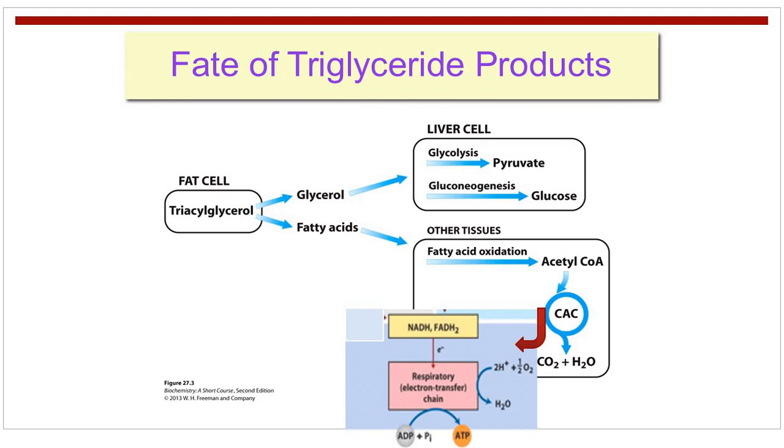So a triacylglycerol in a fat cell is broken down into glycerol and the fatty acids. The glycerol then in the liver cell undergoes glycolysis to produce pyruvate and gluconeogenesis to produce glucose. Fatty acids in the other tissues go for the fatty acid oxidation to form acetyl coenzyme A.